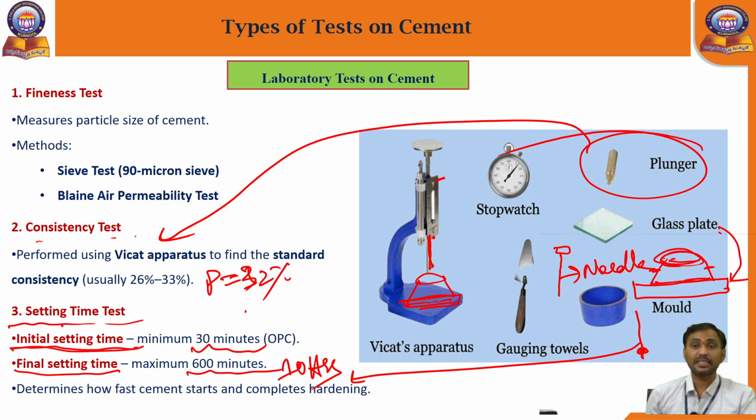Next comes the final setting time. We have to wait patiently for 10 hours, which is 600 minutes. After the 10 hours we place the mold, change the needle, and slowly release the stem, and it will penetrate. After the 600 minutes, how much hardened it becomes.